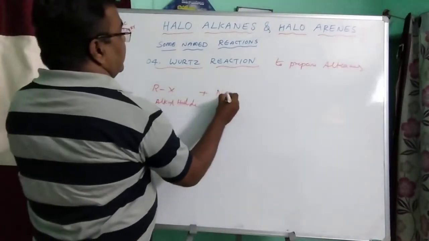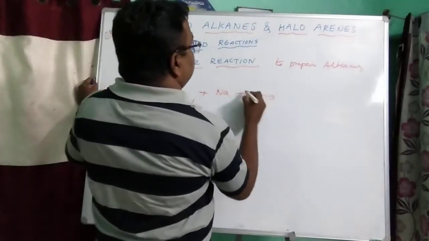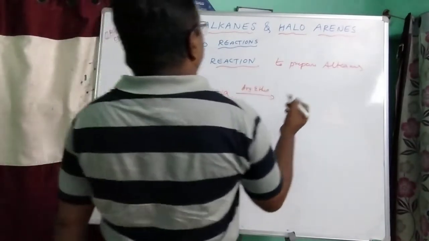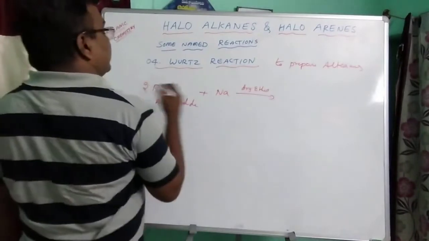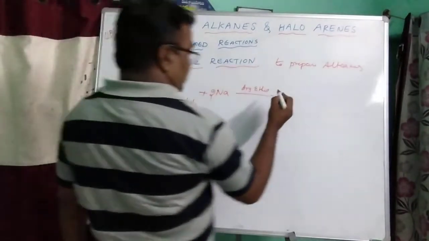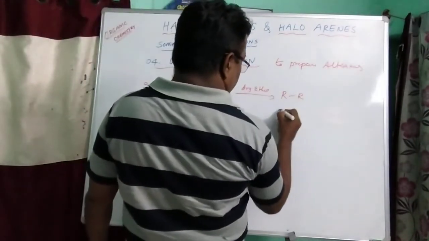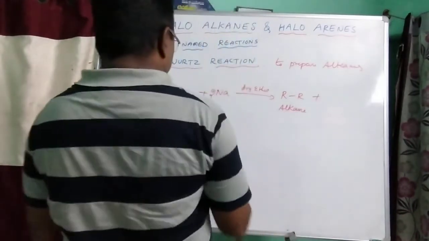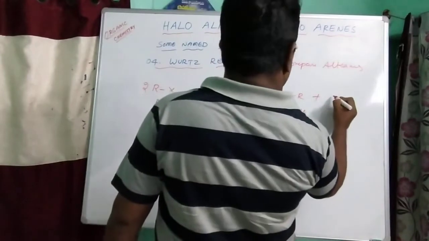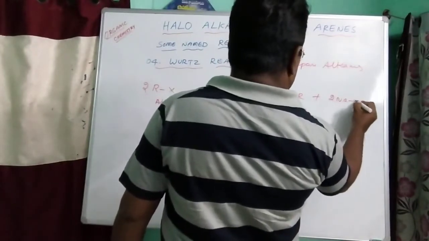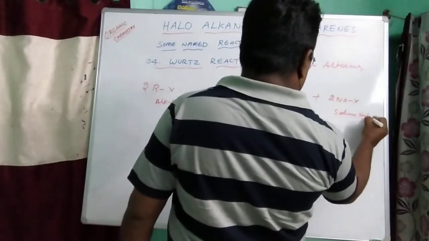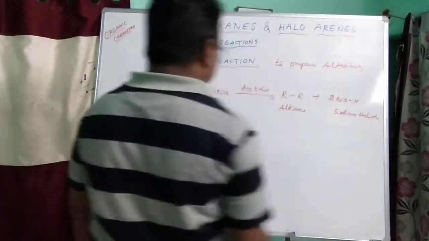reacts with sodium metal in presence of dry ether, it gives alkane. 2 moles alkyl halide and 2 moles sodium give 1 mole alkane and 2 moles sodium halide. So the main product is alkane.